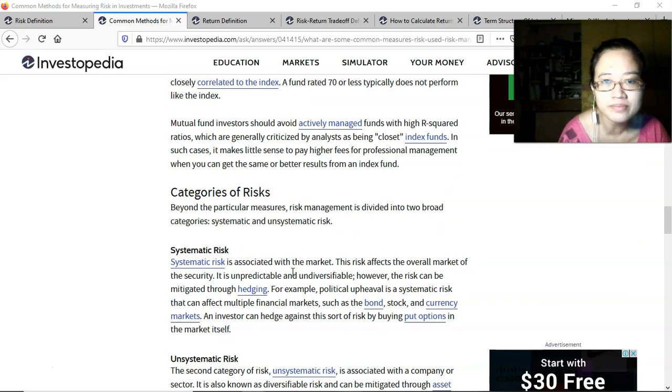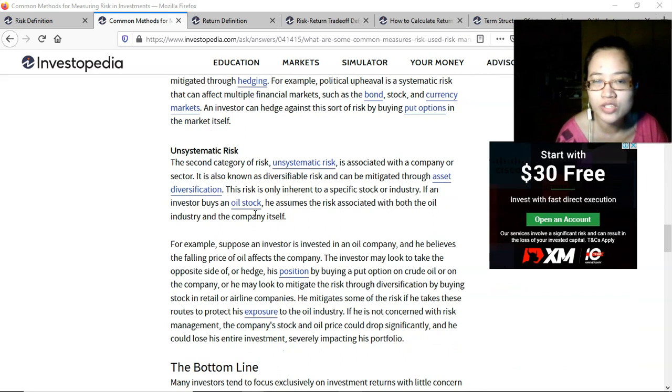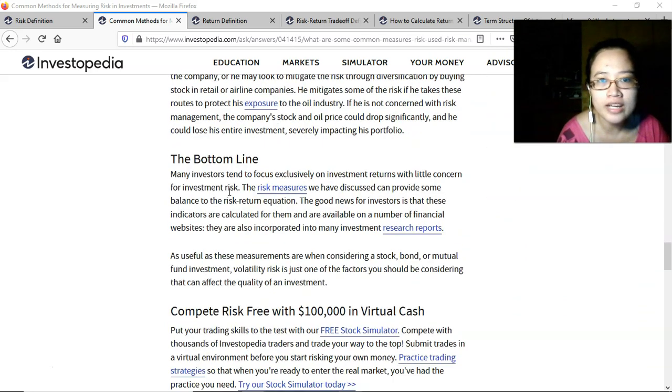Okay. So we have here categories of risk, although we've discussed this in a previous video, so I'm just going to skip this. Bottom line, many investors tend to focus exclusively on investment returns with little concern for investment risk. The risk measures we have discussed can provide some balance to the risk-return equation. The good news for investors is that these indicators are calculated for them and are available on a number of financial websites. Okay, there are many analysis websites.